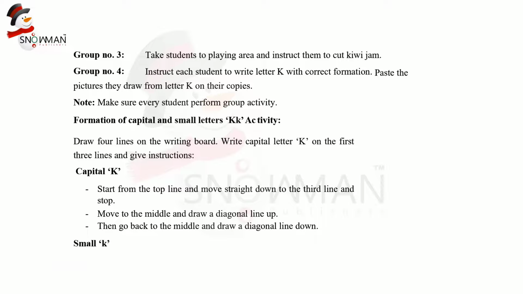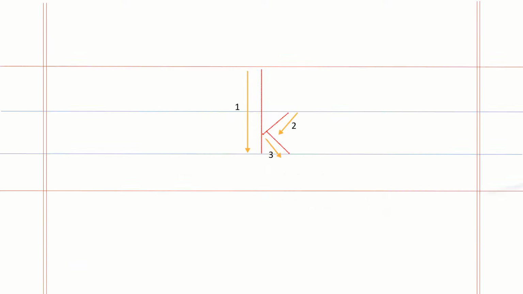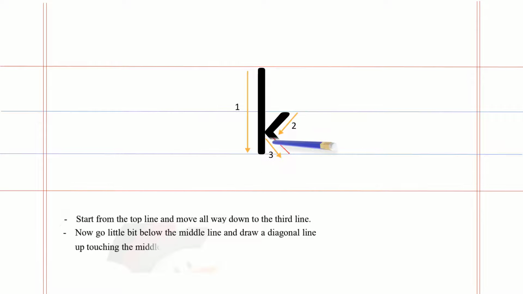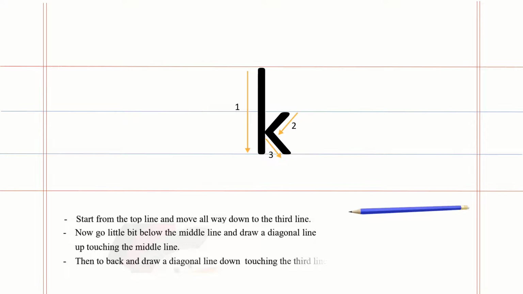Small k. Write small letter k on the first 3 lines and give instructions. Start from the top line and move all the way down to the 3rd line. Now go a little bit below the middle line and draw a diagonal line up touching the middle line. Then go back and draw a diagonal line down touching the 3rd line.